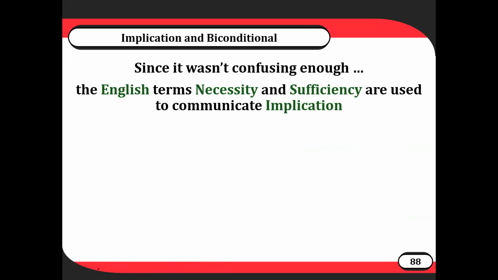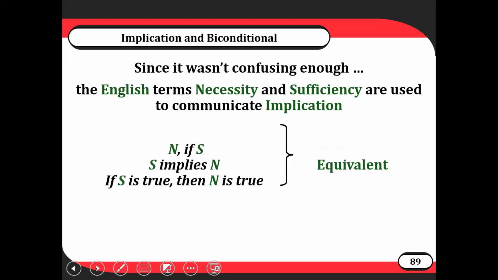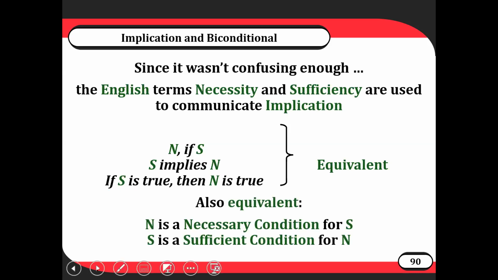And since things weren't confusing enough yet, there are other ways to express it as well. We can use necessity and sufficiency to communicate implication as well. First, if we have two propositions N and S, then N if S, S implies N, and if S then N are all logically equivalent. And those are also equivalent to N is a necessary condition for S, and S is a sufficient condition for N.